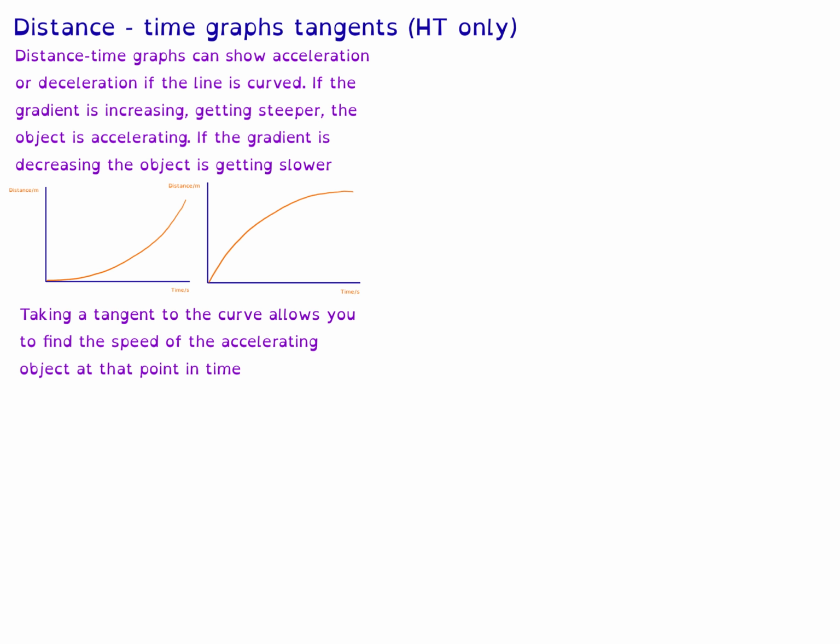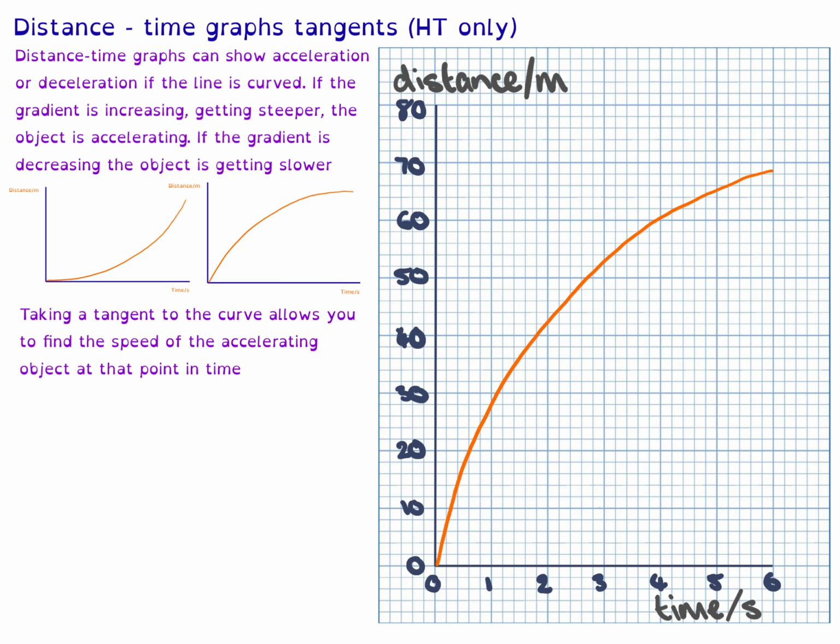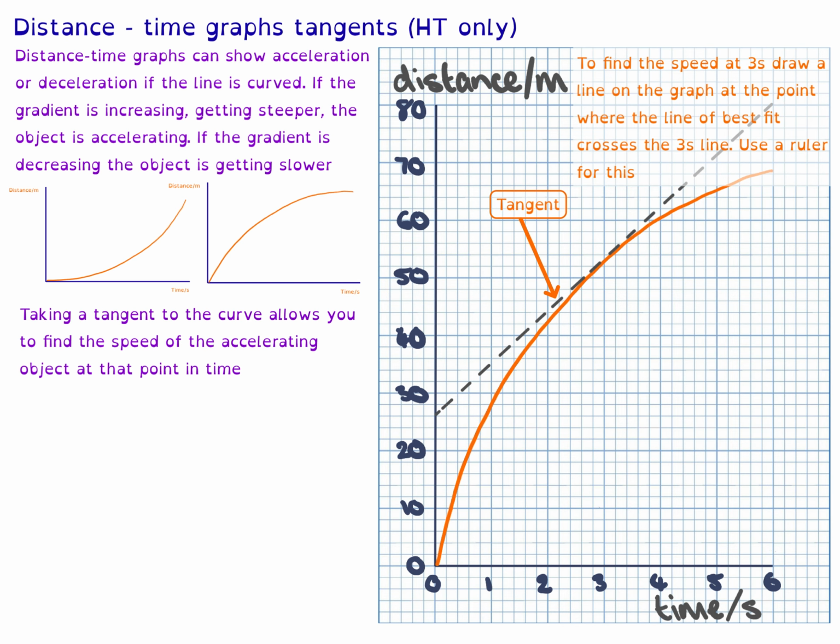So here we have our distance-time graph, and on it is a curve, and this curve has got a decreasing gradient, showing that our object is decelerating. To find the speed at 3 seconds, draw a line on the graph at the point where the line of best fit, our curve, crosses the 3-second line. Use a ruler for this.